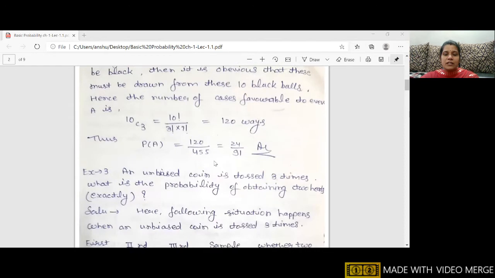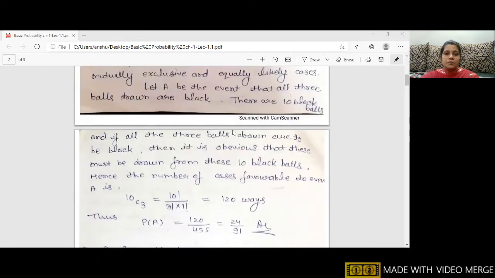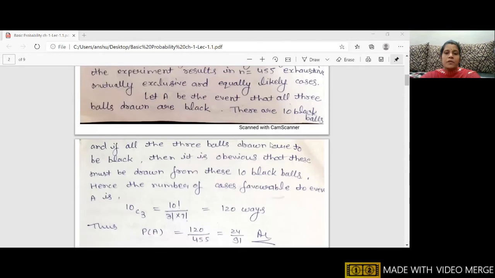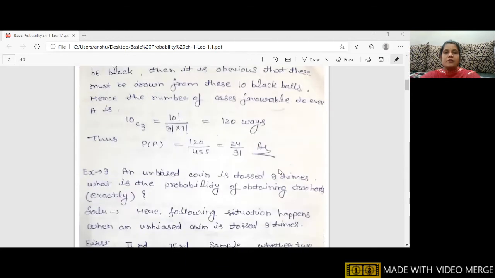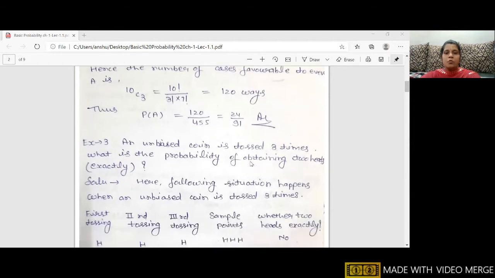So here we write 120 divided by 455, so we get 24 by 91. This is the answer. First we find the total event. After that we find the favorable event. The formula is favorable event divided by total event. So 120 divided by 455 is equal to 24 by 91.